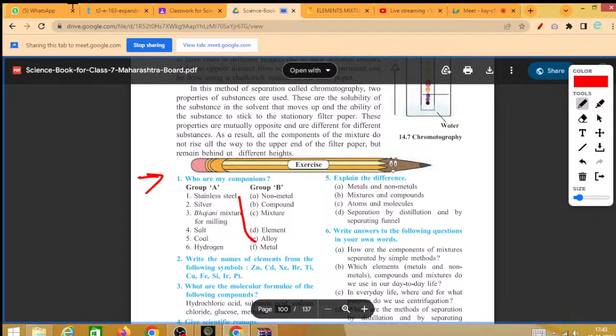Non-metals. No, it is a metal only. But is it an element or a compound or a metal or a non-metal? What will we say? Let's go through the next one. Chalo, Anjali. Silver. Anjali's turn. Silver is.